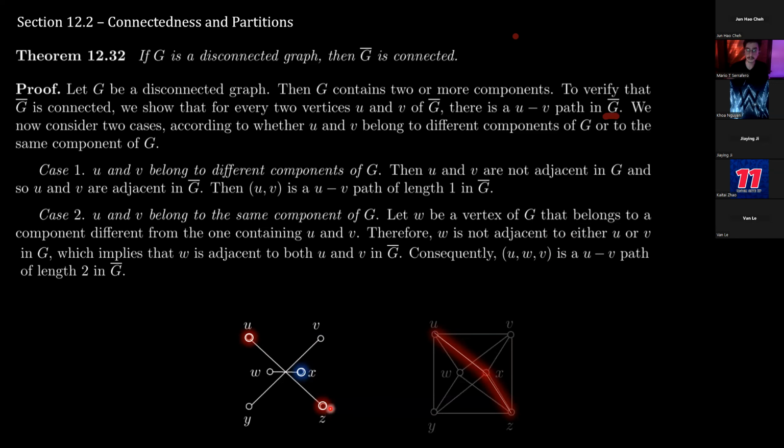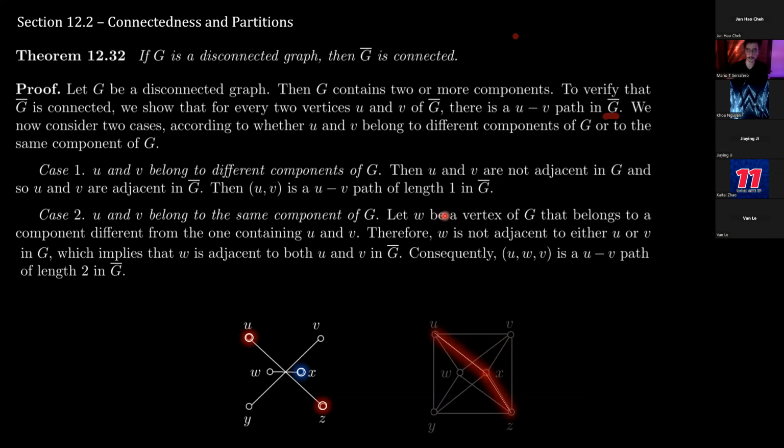But then there must be a path from U to X in the complement, because if they're not adjacent here, then they're adjacent in the complement. And likewise, there must be a path from X to V in the complement, because they're not adjacent here. So you see, the complement traces a nice path of length 2.